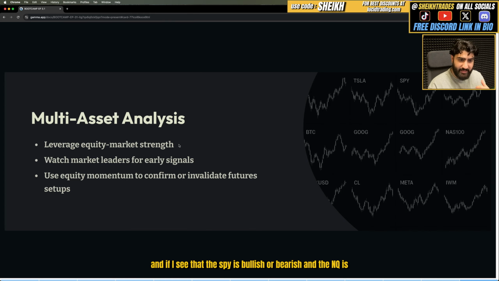I look at the SPY, and if I see that the SPY is bullish or bearish, and the NQ is, let's say if SPY is very bearish and it's breaking yesterday's low, but the NQ didn't yet, then I know that I can expect that the QQQ or the NQ will do it as well. Or if NVIDIA is breaking a major key level and it's breaking down and is very weak, then I can already expect that the QQQ will follow, because NVIDIA is a market leader, just like Google.